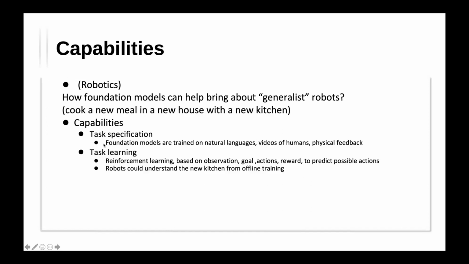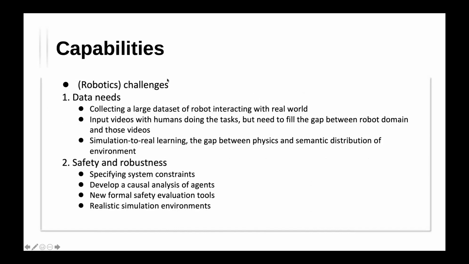And then what are the challenges of robotics? So first is the data needs, because robotics needs vision and language input sources. It's still difficult to collect a large data set of robots interacting with the real world. One potential solution could be to input videos of humans doing those tasks, but still we have a gap between the robot domain and those videos. The second potential solution could be simulation-to-real learning. But again, it's still difficult to close the gap between the physics and the semantic distribution of simulation environments. So the first challenge is that we lack the training data, right?